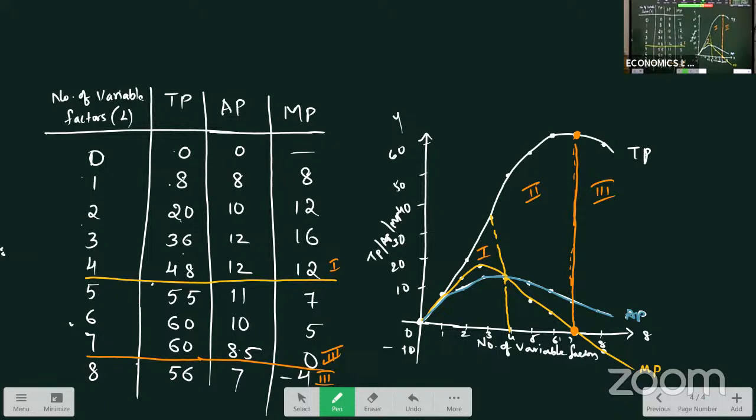So based on the table, you have to do your graph. Then your graph will come correctly. If you do it roughly, again the points will miss.